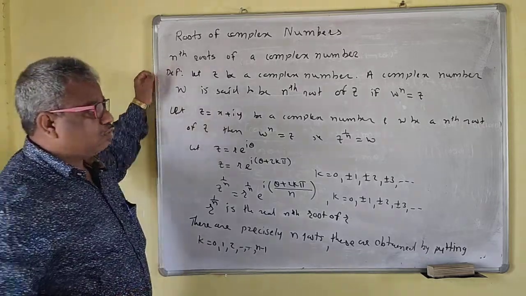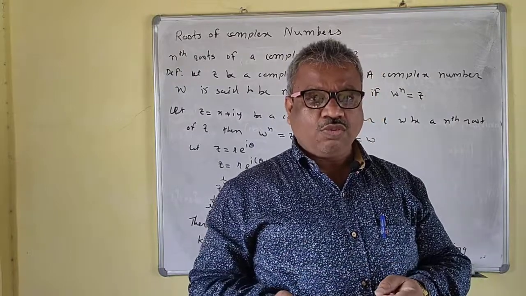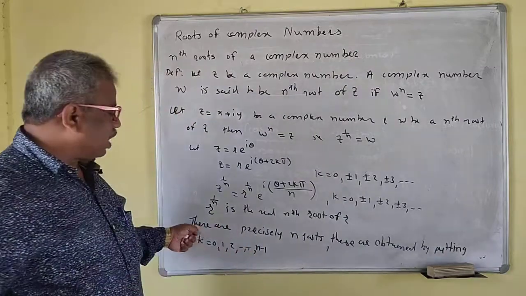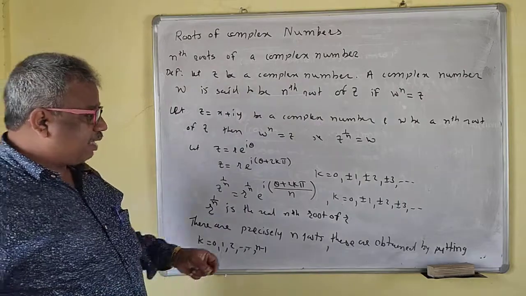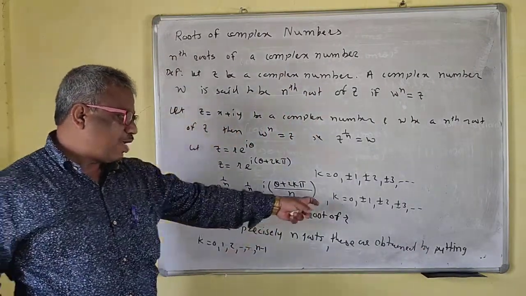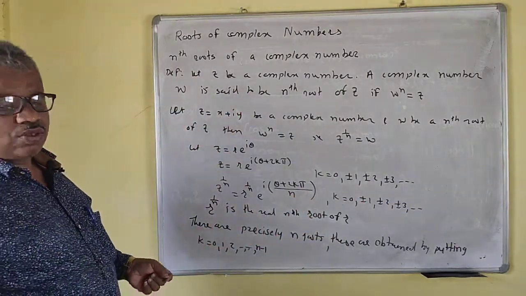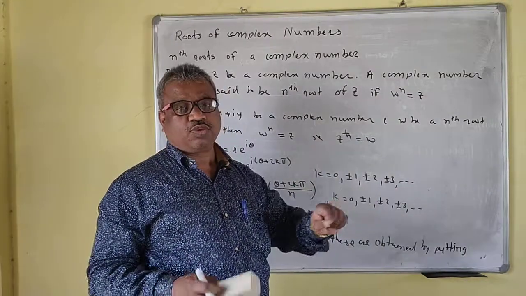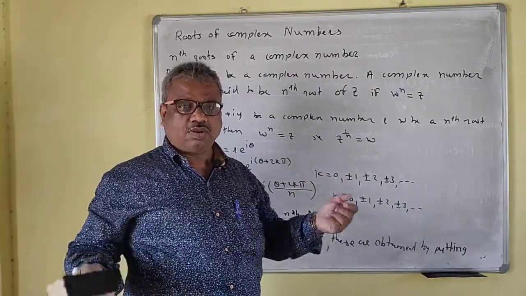Now the square root: if you are taking the square root, there are two roots. If you are taking cube roots, then there are three roots. We are familiar with this. So there are precisely n roots of this complex number z. The values of k are integers, but we want only n roots, and these are obtained by putting k equal to 0, 1, 2, 3 up to n minus 1. So we get the nth roots of the complex number.